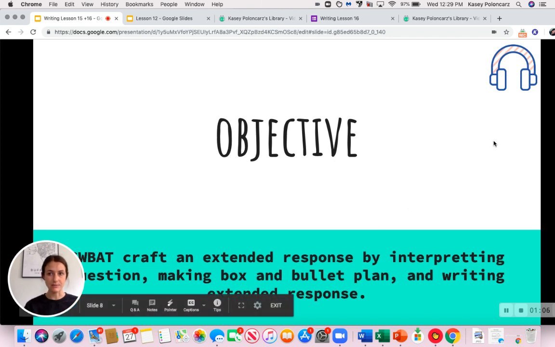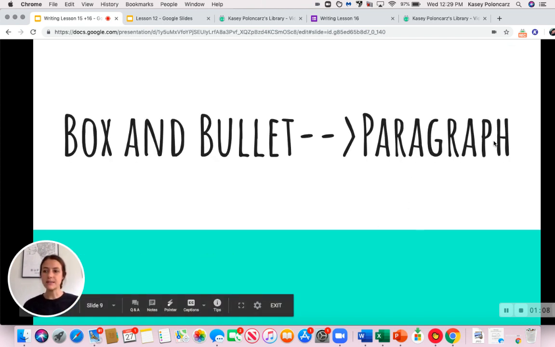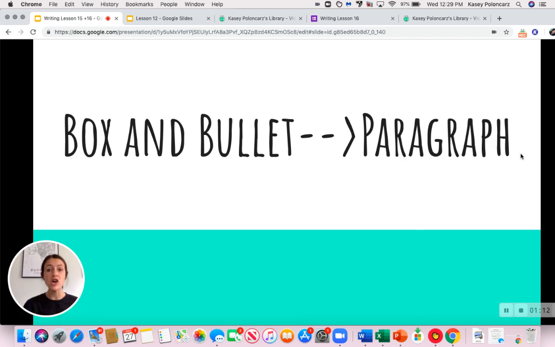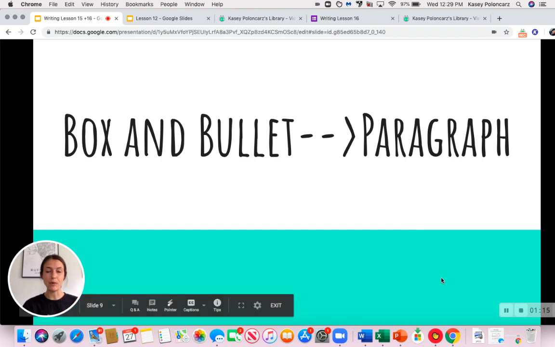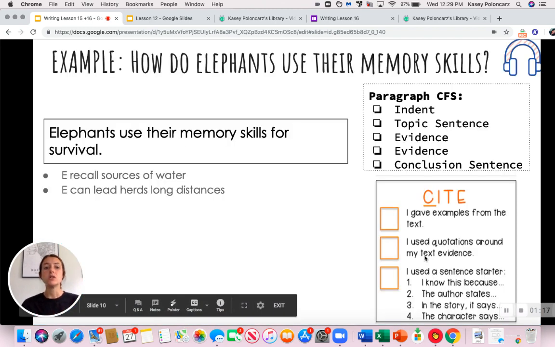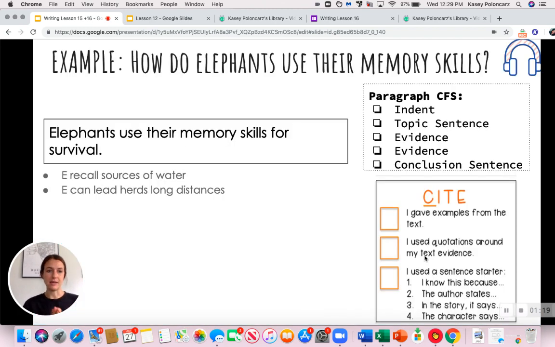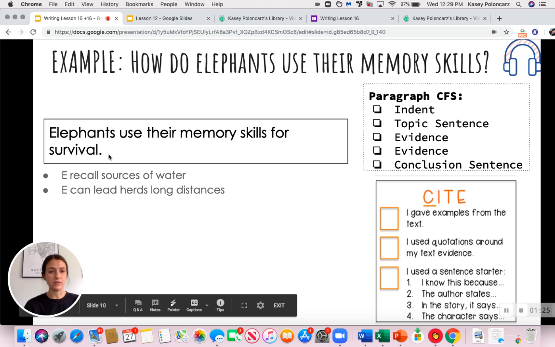This is something that we've had a lot of practice with. We've turned that box and bullet plan into a paragraph. So I want to show you an example that we've already worked through. Remember this example from last week: how do elephants use their memory skills? We said that they use their memory skills for survival, and then we had two strong pieces of text evidence.